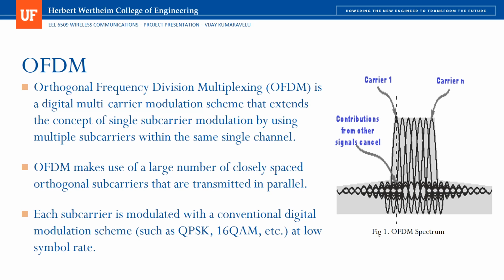Now, what is OFDM? The keyword in OFDM is orthogonal, but another keyword is multi-carrier modulation. So OFDM differs from other modulation schemes because it is a multi-carrier modulation scheme that extends the concept of a single subcarrier scheme. It makes use of a large number of closely spaced orthogonal subcarriers that are transmitted in parallel. Each subcarrier is individually modulated using a conventional modulation scheme, and it can be QPSK, it can be 16 QAM, but it's modulated at a low symbol rate.